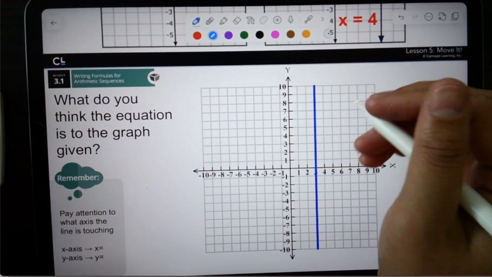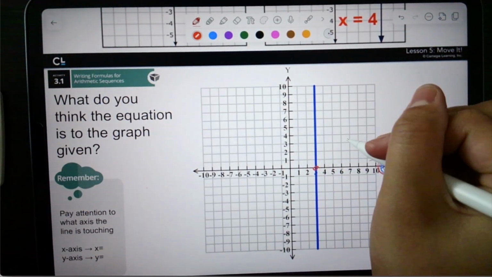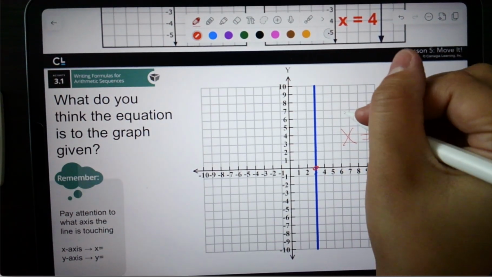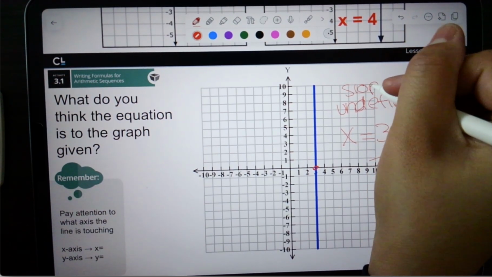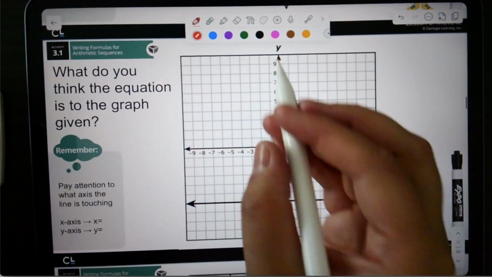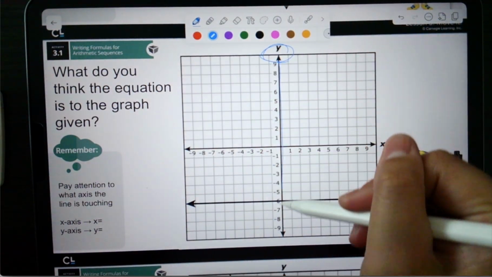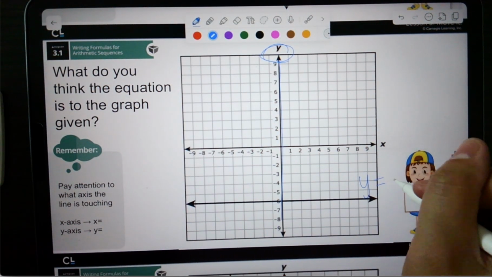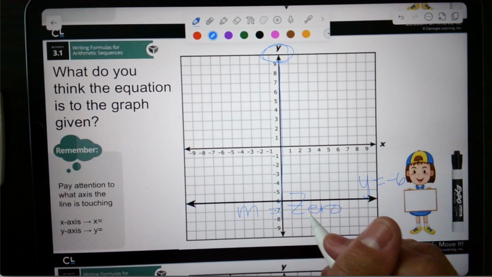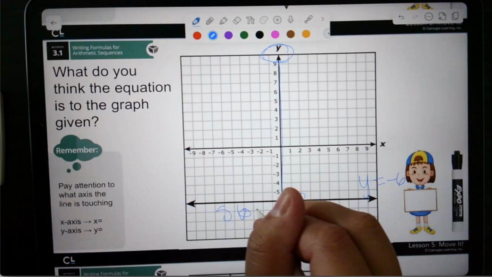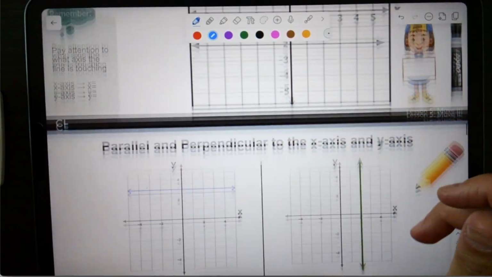Remember that for a line that goes up and down, the equation is going to be x equals 3, and my slope is undefined. Slope undefined, right? Now here, my equation goes left and right. It's touching the y-axis. My equation is y equals negative 6, and my slope is 0. M equals 0. Slope 0. That's going to help us today. Let's go and try our notes.